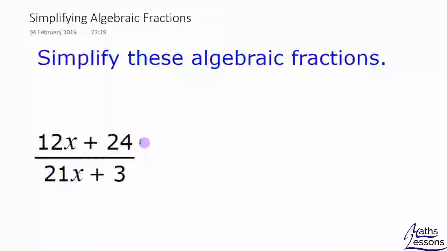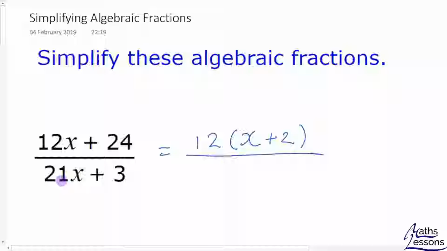Okie doke. So, right, let's factorise the top. We can get 12 out as the factor. So we can write 12, open brackets, x plus 2. And on the bottom, we've got 3 goes into both. So we can have 3, open brackets, 7x plus 1.